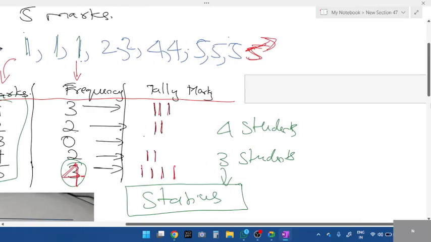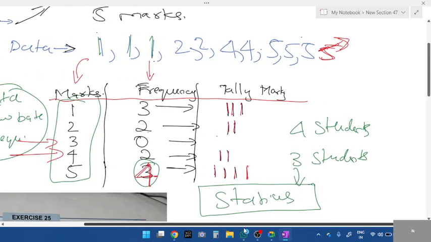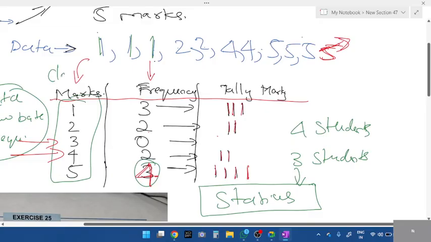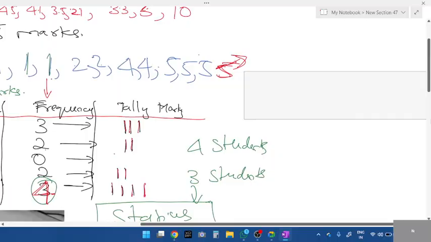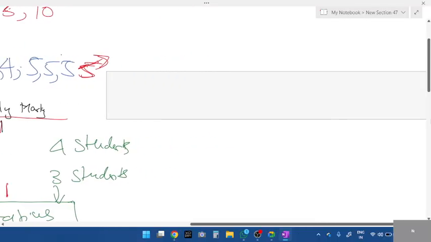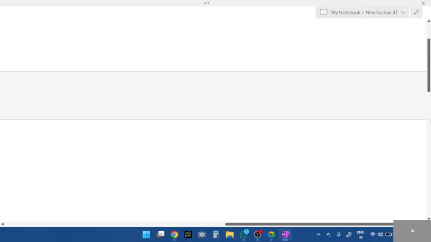Now, in this, whatever we write as marks, you call marks, or we also call it class marks. What do you call it? Class marks. Now I'll tell you, there are different ways of writing class marks. We'll take another data now. First, I'll explain everything. Look how easy it would be to solve the questions.